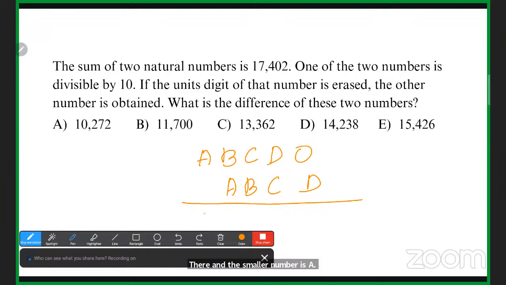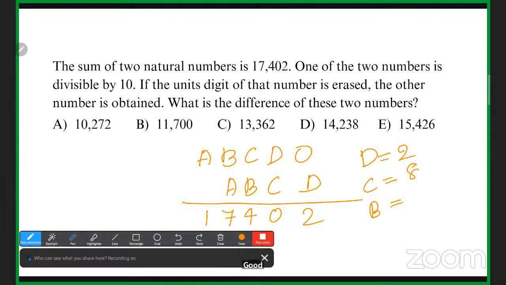So we can add it, we get the number as 17402, right? Working from right to left, we got D is equal to 2. What is C? D plus C gives 0. So D is 2, then C is 8. B is 6, sorry. And A is?